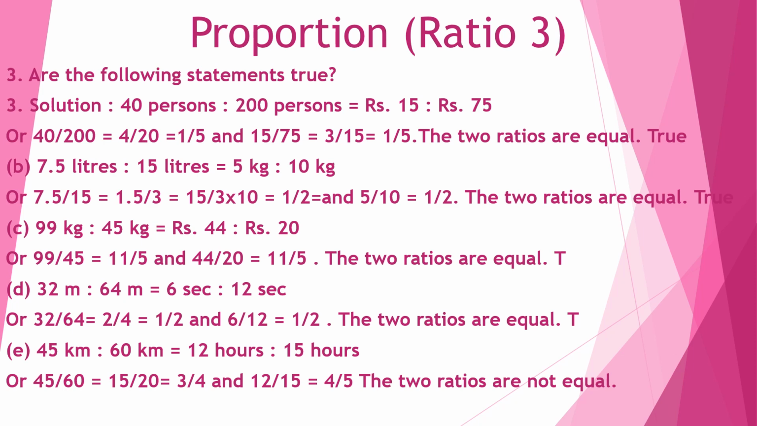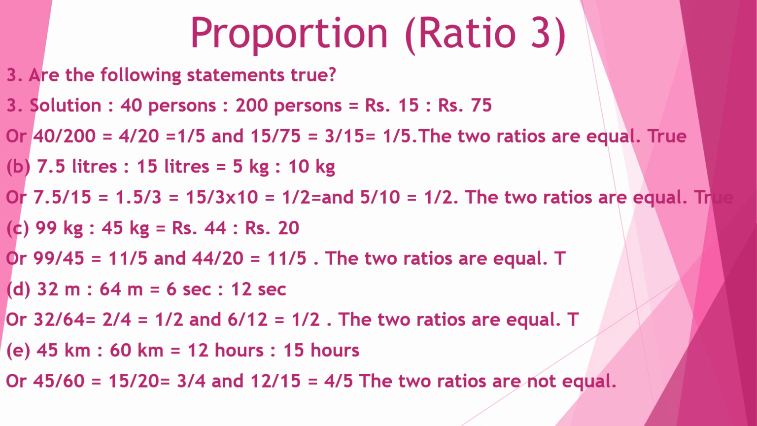Now in the third problem we have to find out, are the following statements true? Now let's do the sums. 40 persons is to 200 persons is equal to rupees 15 is to rupees 75. Now 40 by 200 on simplification becomes 1 by 5 and the ratio 15 by 75 on simplification becomes 1 by 5. The two ratios are equal, so it's a true statement.